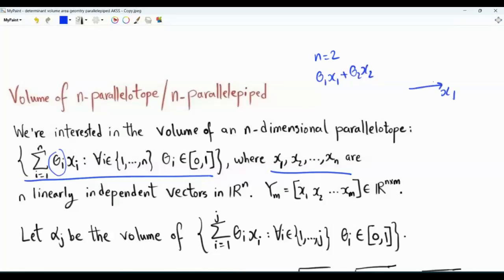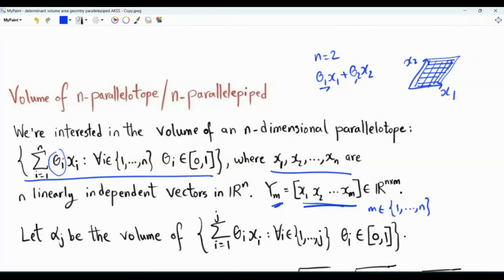Here we have 2 vectors, x1, and this is x2. And if θ1 and θ2 change over their possible range from 0 to 1, we will cover the points in this parallelogram. So this is the special case when n is equal to 2. Define the matrix Ym. It is a matrix of size n by m, and it contains as columns the vectors from x1 all the way to xm. So m here is a number from 1 to n.